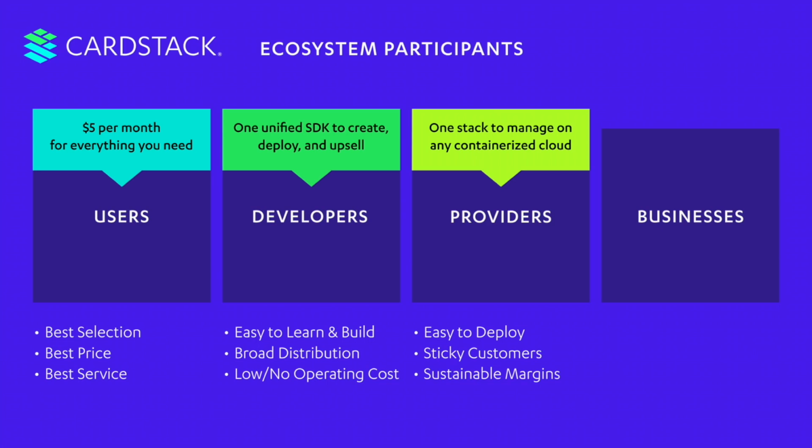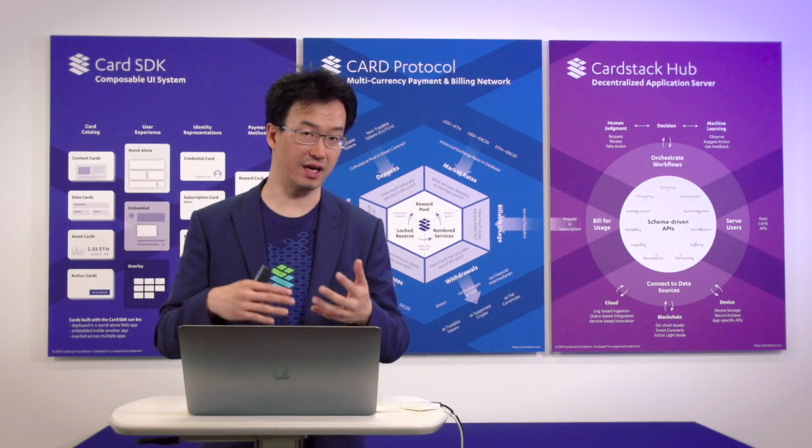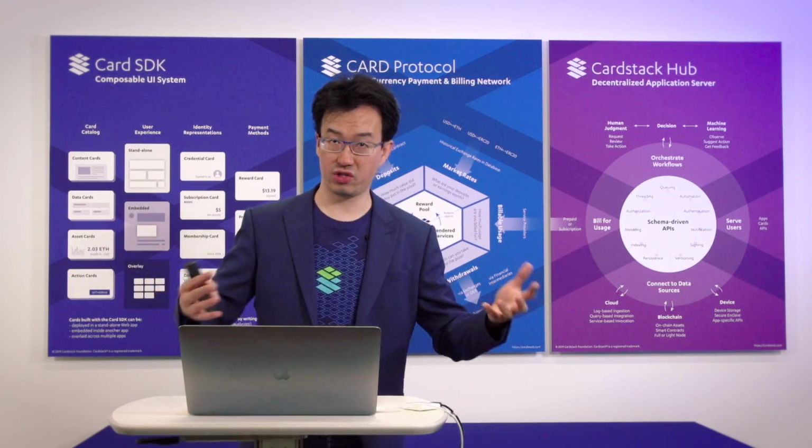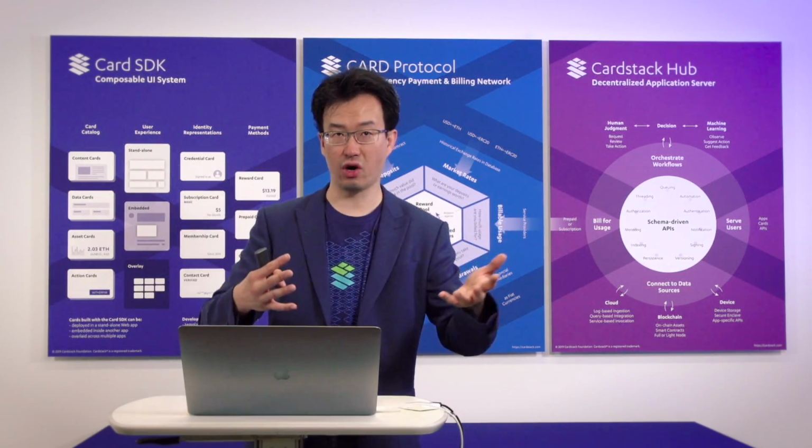So we want to build one stack that can manage and deploy to any containerized cloud. So we use Docker and Kubernetes and all these cloud deployment software technologies to be able to take the Cardstack and say, I would like to operate a Cardstack-based service. Now, obviously, to get it started, the ecosystem, the foundation, and the Cardstack community can go and run different hosting services.